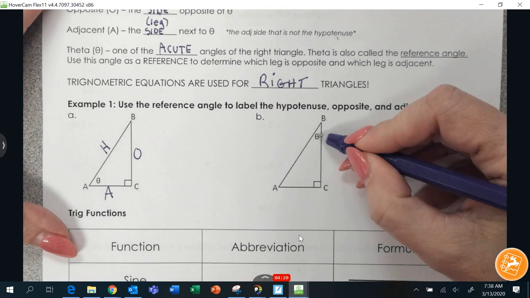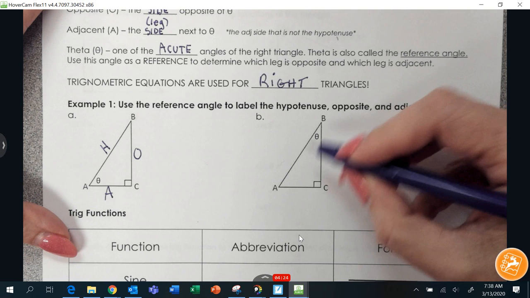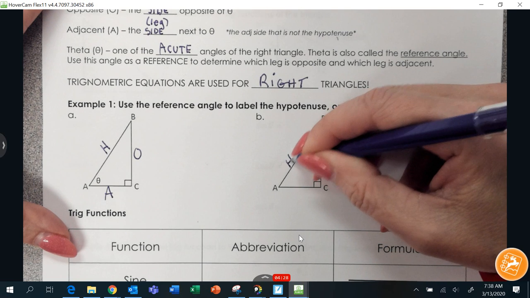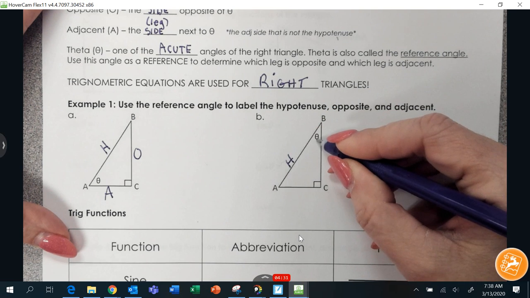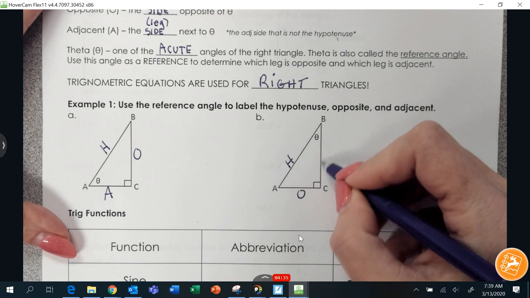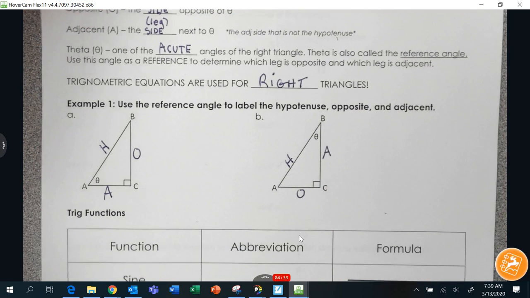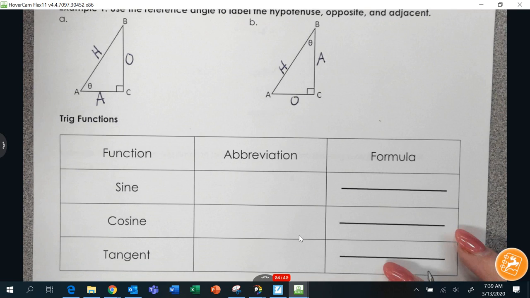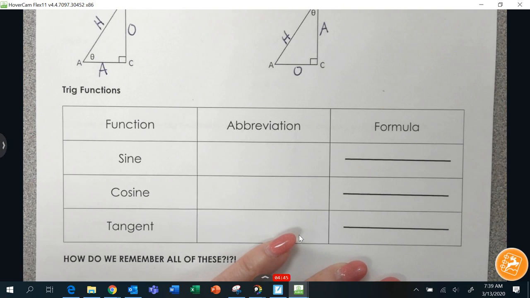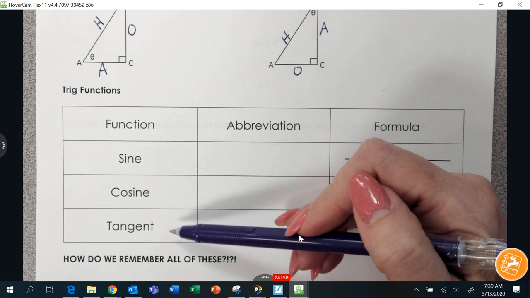Same thing over here. This time theta is up in the top angle in B. The hypotenuse is the longest side, which is opposite the 90 degrees. Opposite of theta is O, and then adjacent to theta is A. So now we've labeled the sides. Next thing we're going to do is learn about trigonometric functions, trig functions. There are three of them: sine, cosine, and tangent.